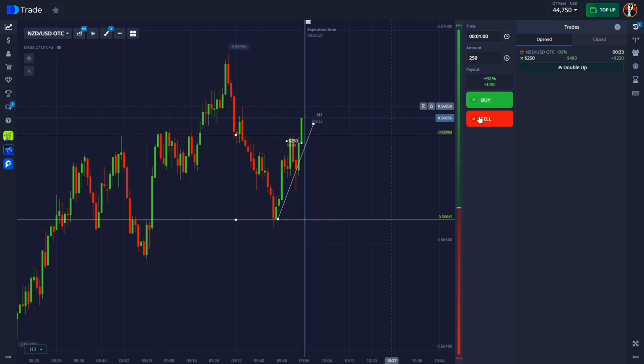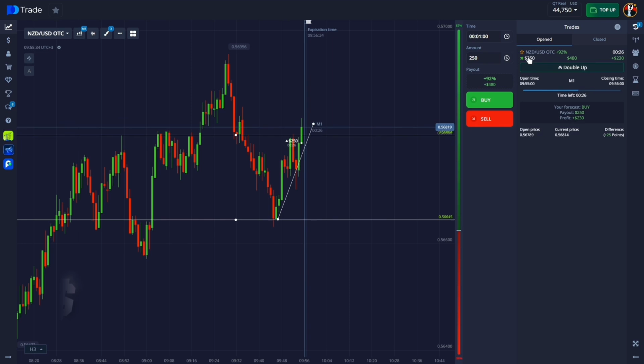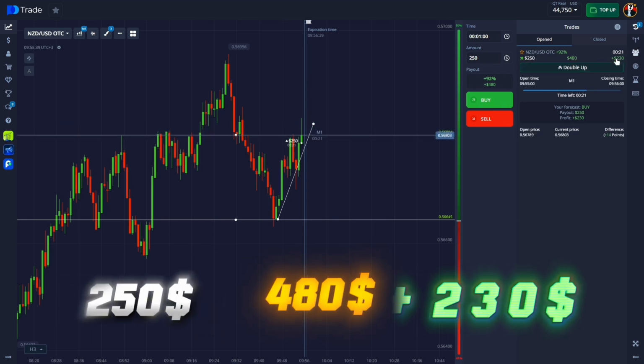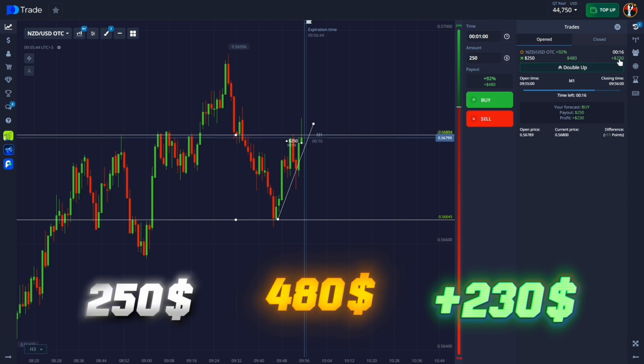And look, we wait 30 seconds and now we're about to have a successful trade, friends, which will bring us, as you can see, it says here on the right, we invested $250 and it will bring us $480, or a net profit of $230. I think that's an excellent result. To make $230 from a single trade. We wait for the remaining 15 seconds and we'll watch how this trade closes.